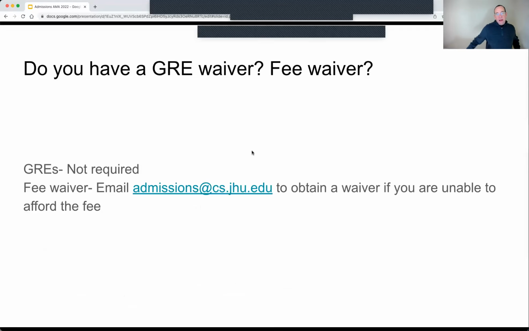Do you have a GRE waiver, fee waiver? As I said, GREs are not required. We do have a fee waiver. So if for financial reasons you cannot afford to pay our admissions fee, we will waive it. You just have to email that link there. And that's it. There's nothing else to say about it. You can get a fee waiver.